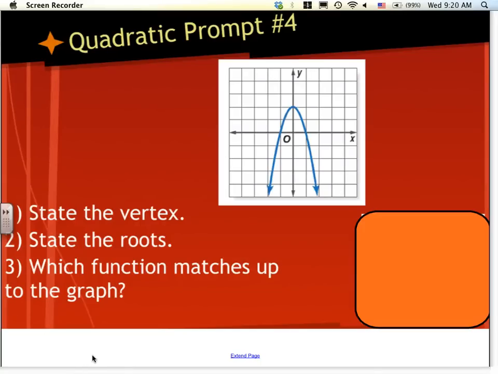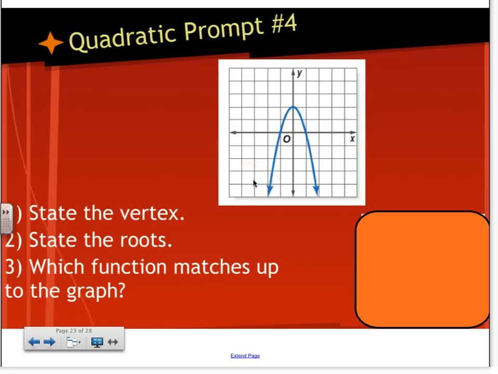For this particular prompt, which is our last problem of this chapter anyway, I want you to look at this graph right there. I have a graph for you. I want you to look at the graph carefully and state the vertex and state the roots. I have number 3 for you later on, but for now, just take about 30 seconds or so to locate the vertex and the roots of this graph.